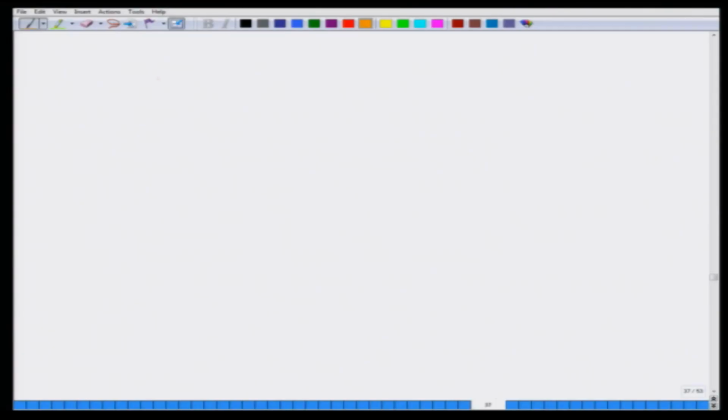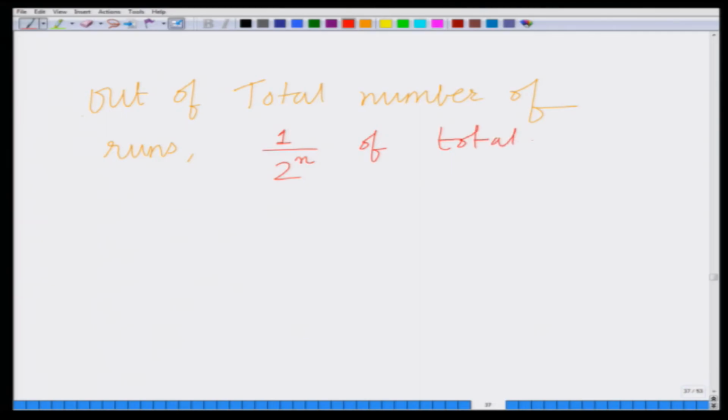So, what we are observing is the second interesting property, this is the run length property. Out of the total number of runs, one over 2 to the power of n of the total runs are of length n.